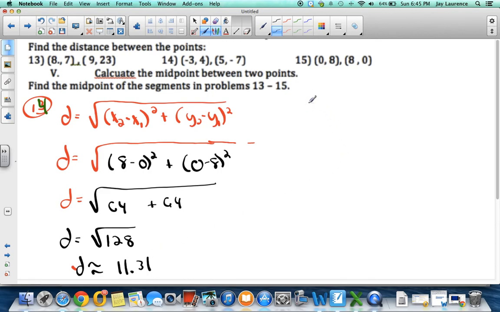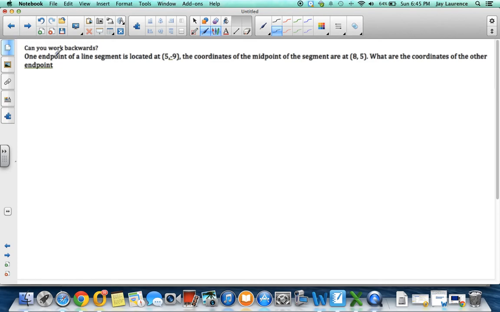All right, the midpoint formula is going to be easy. When I average the x's, I'm going to get 8 over 2, which is 4, and then I'm going to average the y's, I'm going to get 8 over 2, which is 4, and so there's your midpoint.